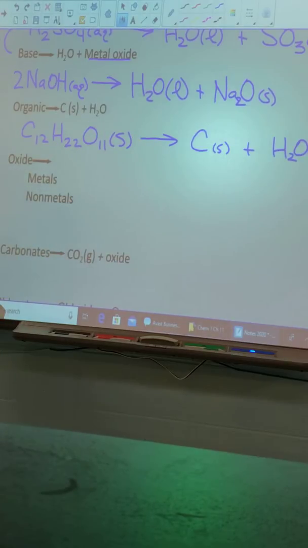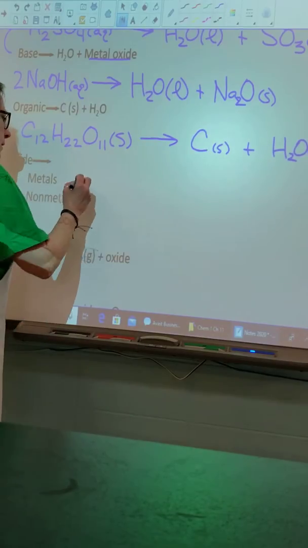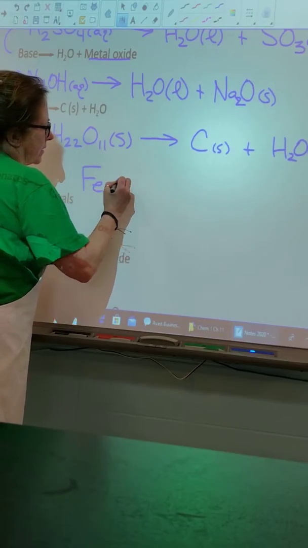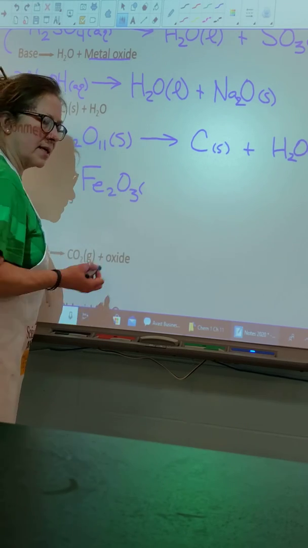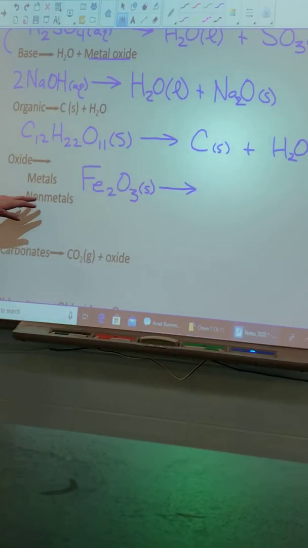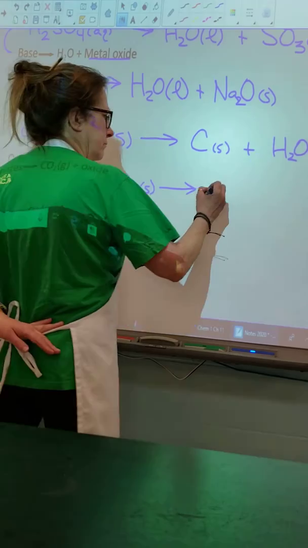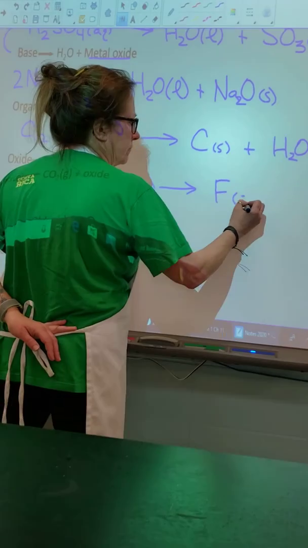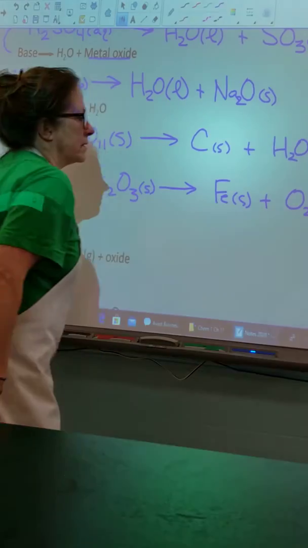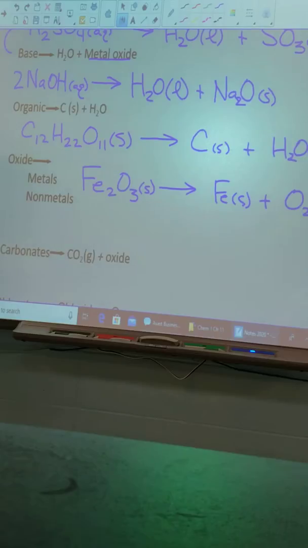All right, oxides of metals. So let's take rust. Let's take iron 3 oxide. Iron oxides are solids. It's going to decompose, and it's going to give me iron and oxygen gas. Okay, so I'm going to let you work on balancing that one as well. I'm not going to do that reaction for you.